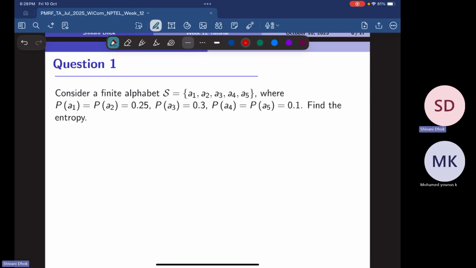So let's start with the first question. It says that consider a finite alphabet S which has a total of 5 letters, that is A1, A2, A3, A4, and A5, where probability of A1 is 0.25. Probability of A2 is also 0.25. Then probability of A3 is given to us as 0.3.